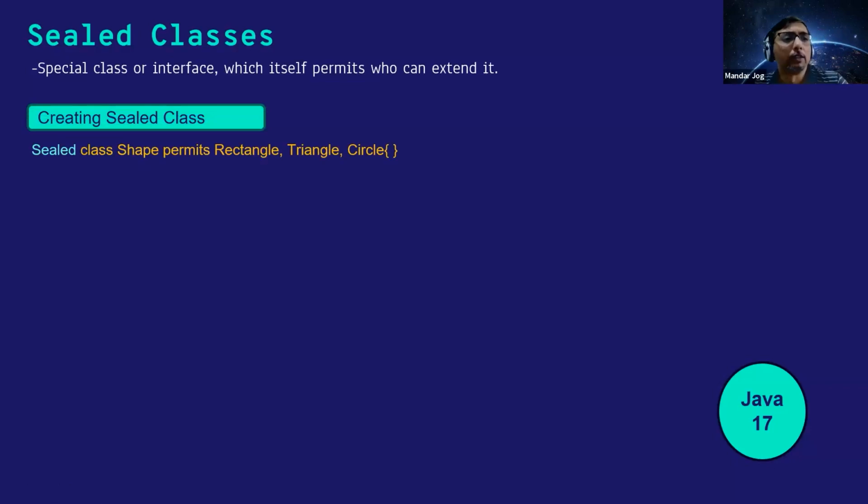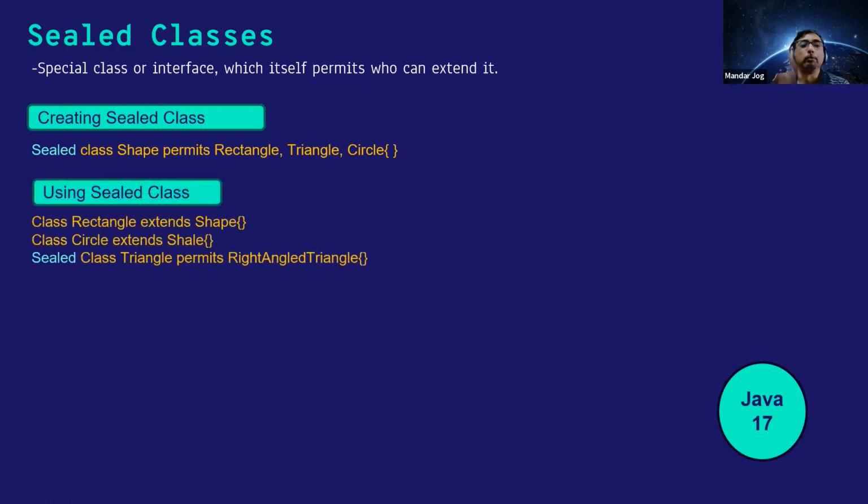How do I create a sealed class? I can create a sealed class by adding the sealed keyword in front of a class, like sealed class Shape. You can add it on the interface, you can add it on abstract classes as well. It is saying that sealed class Shape permits Rectangle, Triangle, and Circle, which says that this class is permitted to be extended by Rectangle, Triangle, and Circle. Apart from these 3 classes, none of the other classes can extend it.